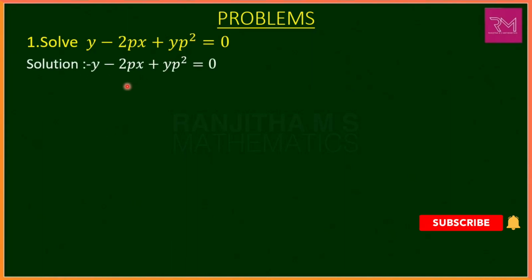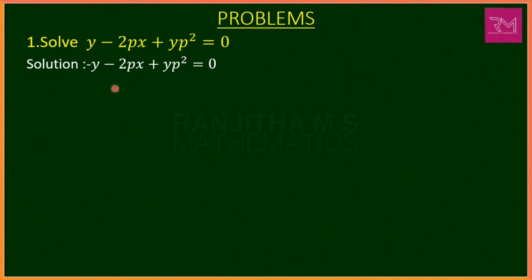Take the given data y minus 2px plus yp square is equal to 0. Observing the problem, we can easily say that this is a solvable for x or solvable for y method problem. In the given problem, we have two y terms and only one x term. We can solve this equation with the help of the solvable for x method, because here there are two y terms and only one x term.